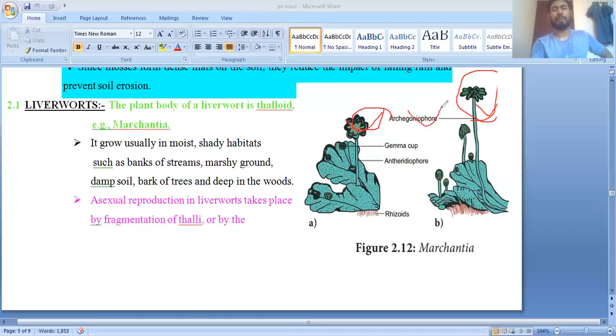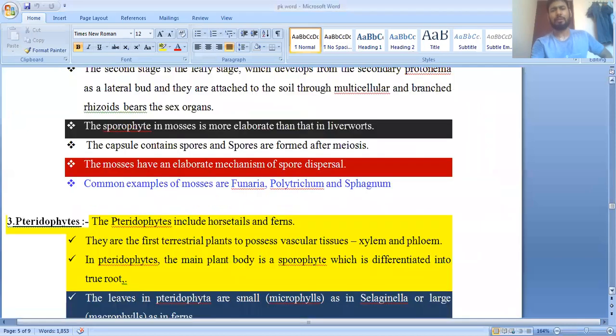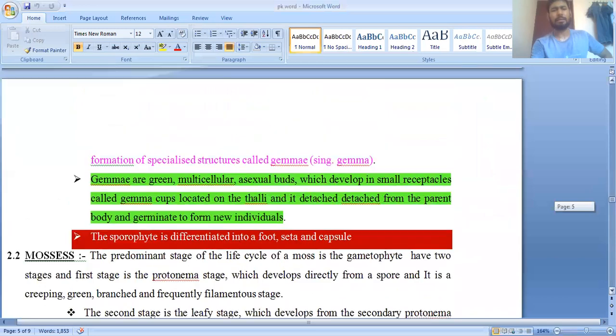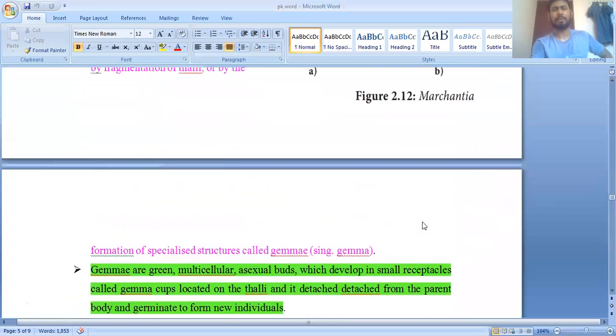Female Marchantia has the special structure known as the archegoniophore, and male Marchantia has the antheridiophore. Clear? Male Marchantia has the antheridiophore. So this is the reproductive structure. If we check this structure of the Marchantia, Marchantia also has a specialized structure which is known as the gemma.